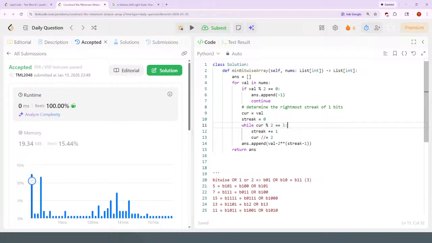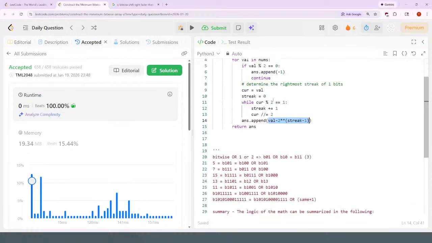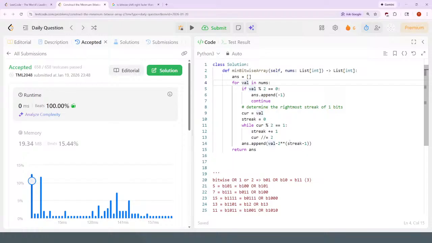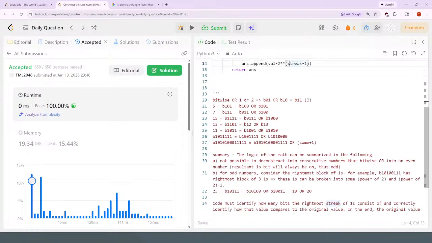Use mod 2 to get the rightmost bit in your binary number. Mod 2 equals 1 checks if the rightmost bit is 1. You divide the number by 2 to get rid of the rightmost bit, or you can do a bitwise shift right by 1. You can also do that. Keep track of the streak of ones that you see, and then remove that value if you need to change the original value to whatever is the minimum value.